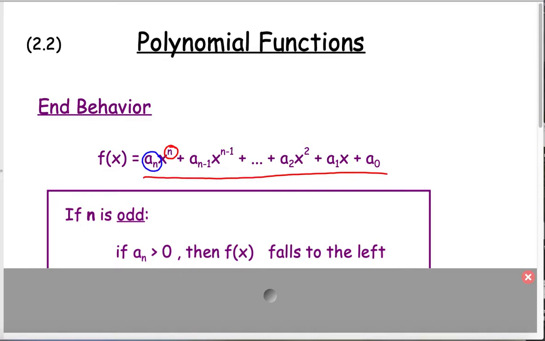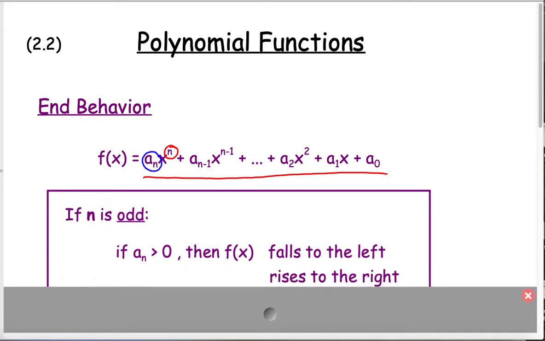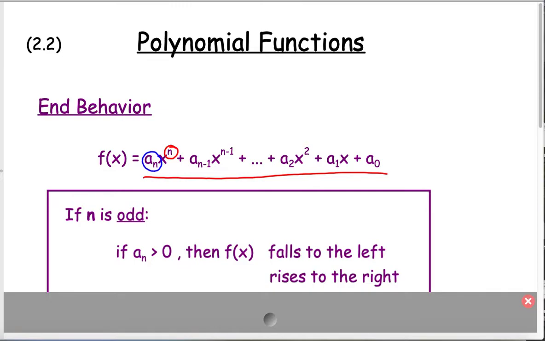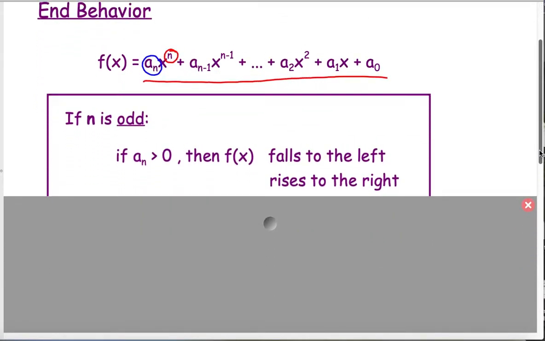If that coefficient is positive, then that tells me that my function will fall to the left and rise to the right. So this is when n is odd. Let's say, for example, we look at x cubed. An x cubed graph looks like that. If the coefficient in front of x cubed is positive, then as we move to the left, the graph is falling, and as we move to the right, the graph is rising. So we're talking about the end behavior.